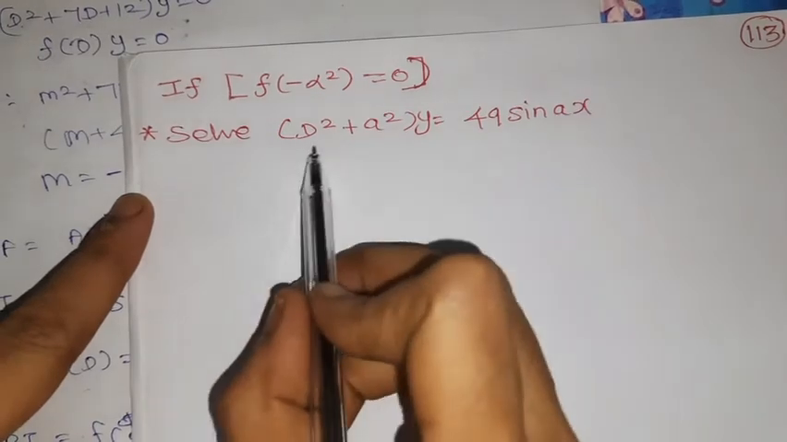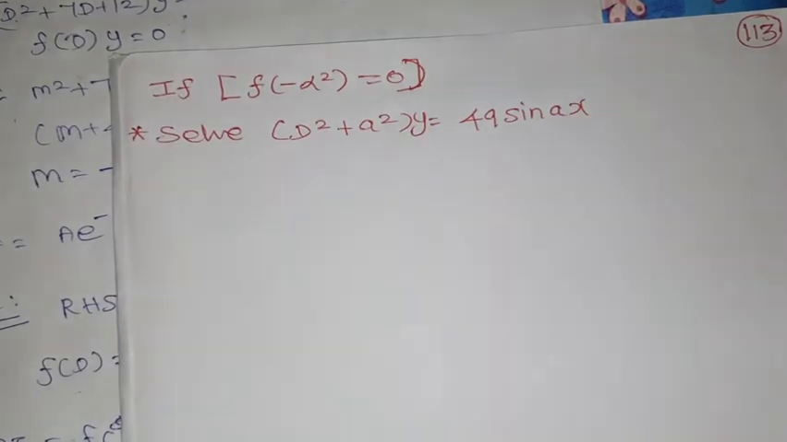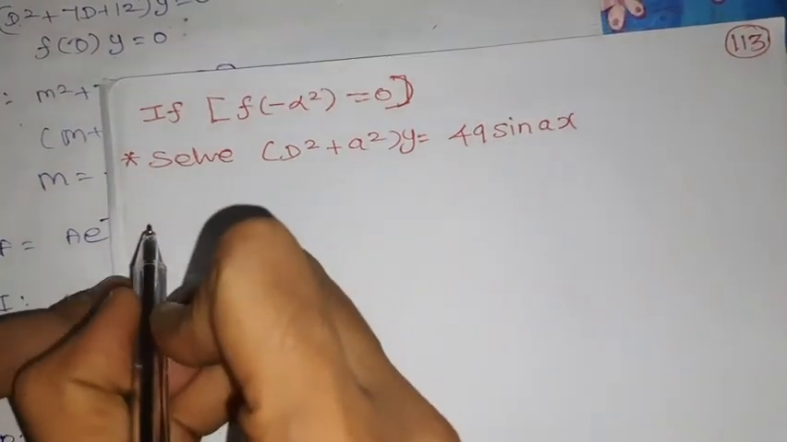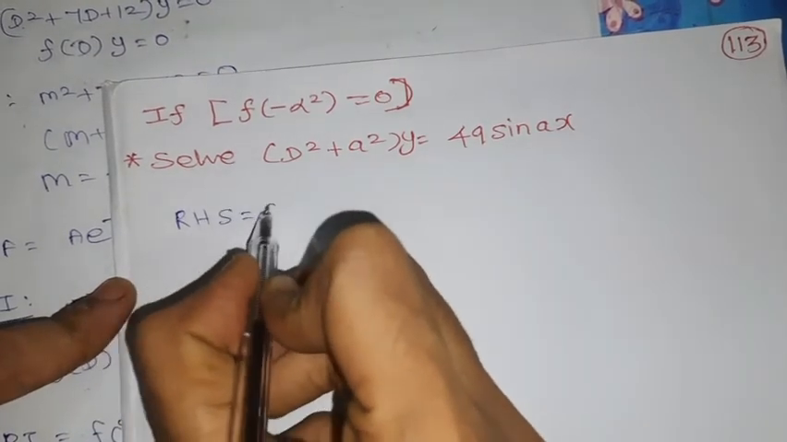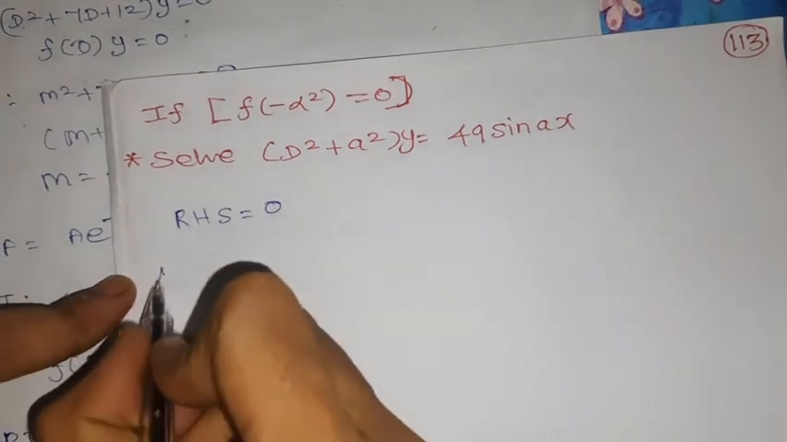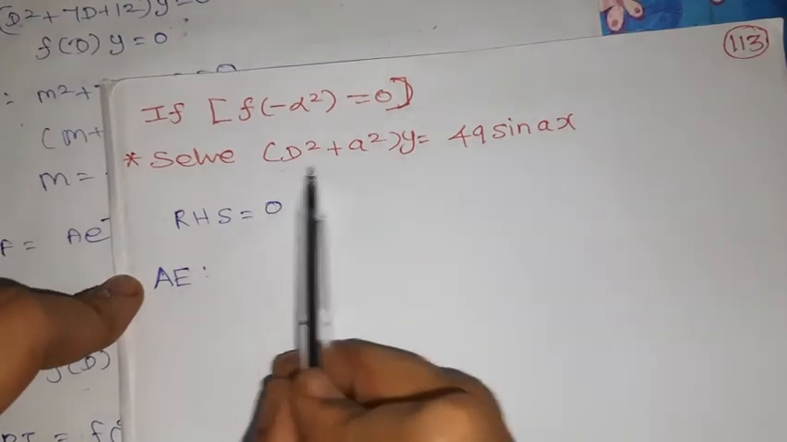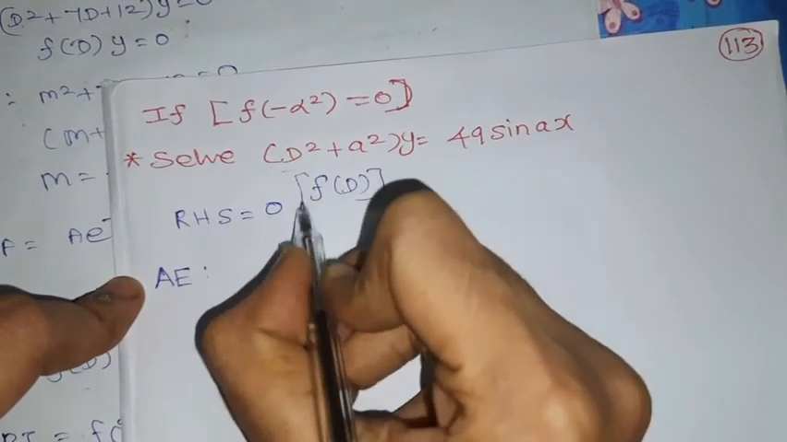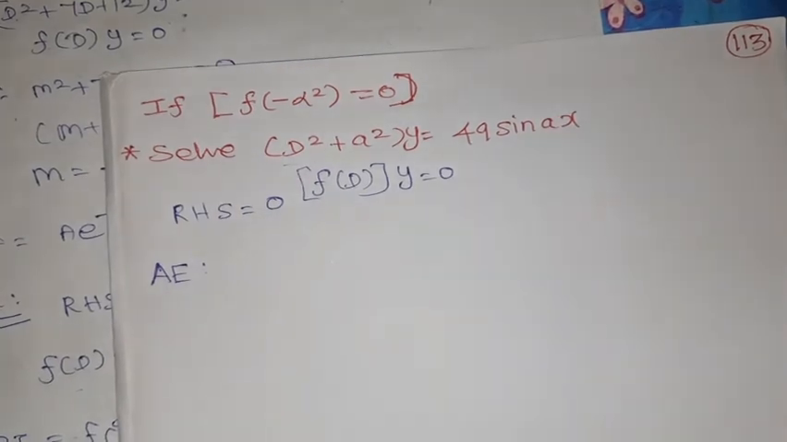This is the question: D squared plus a squared into y equals 49 sin ax. What is the first step? We need to find the complementary function. To find the complementary function, we need to assume RHS equal to 0. Then what is the next step? The auxiliary equation. How to form the auxiliary equation in f of D? It is f of D into y equal to 0.